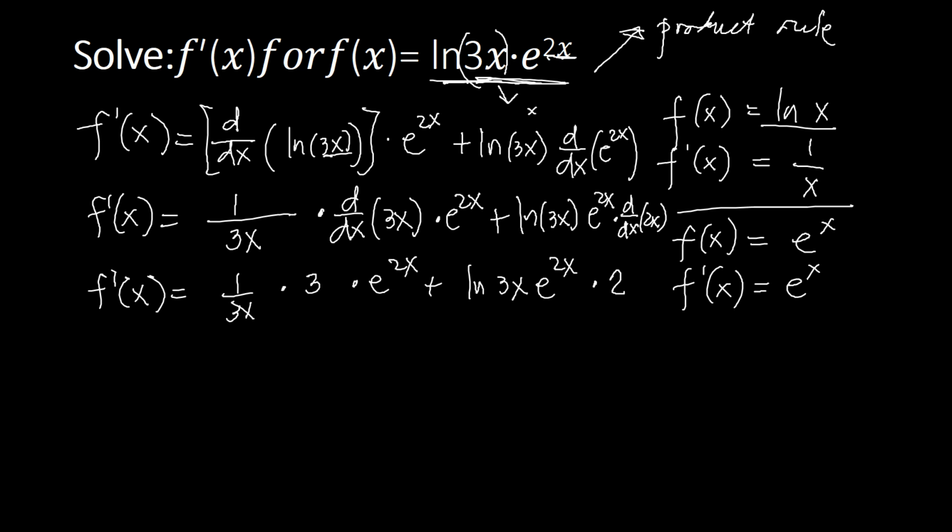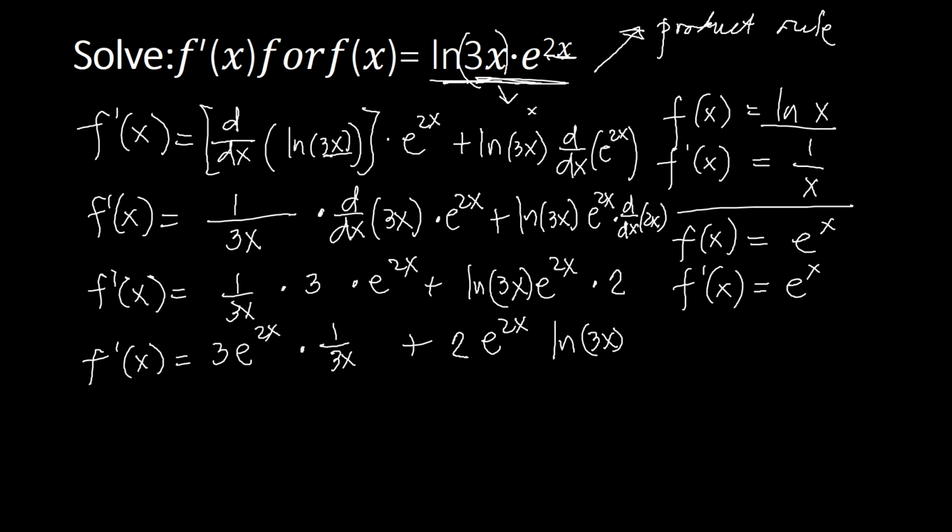Simplifying that one, we put the constant before. So f prime of x will be equal to 3. We can have e to the power of 2x before or following the 3. And then times 1 over 3x. Plus, we start with the constant first, 2. Followed by e to the power of 2x. Then ln 3x. This is to avoid confusion.